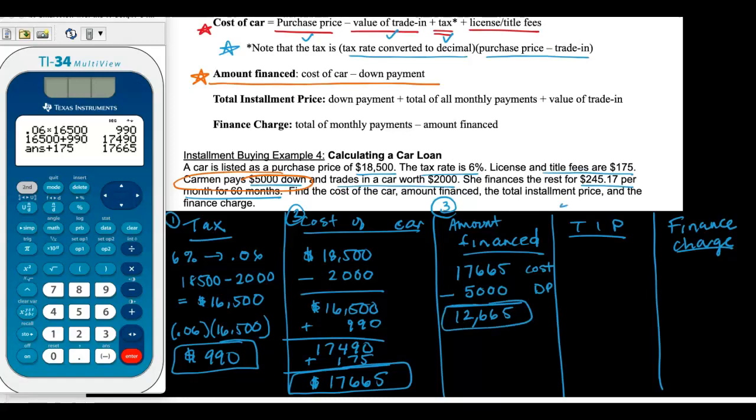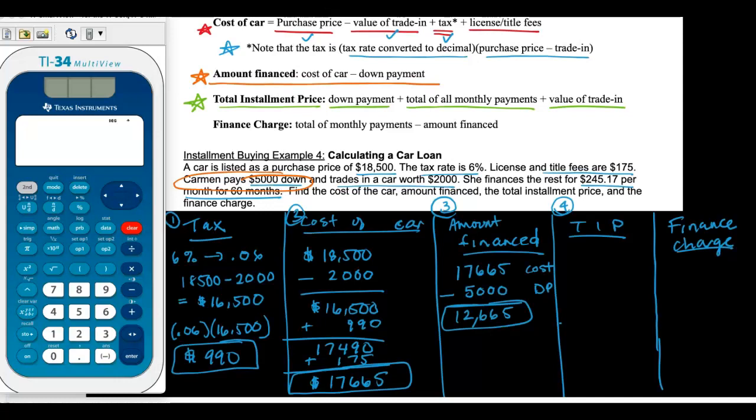Okay, so step 4, let's find the total installment price. And so we can use this guide up here. The total installment price, that's basically the grand total, every single amount of money that Carmen ends up paying for this car. There's a lot of places, so that's why you have to be careful. You got to factor in the down payment, and then the total of all those monthly payments, and then also that value of the trade-in, because that is a payment. Even though it's a car that Carmen is trading in, it's still considered like a payment because she's giving this to the dealership or the seller.